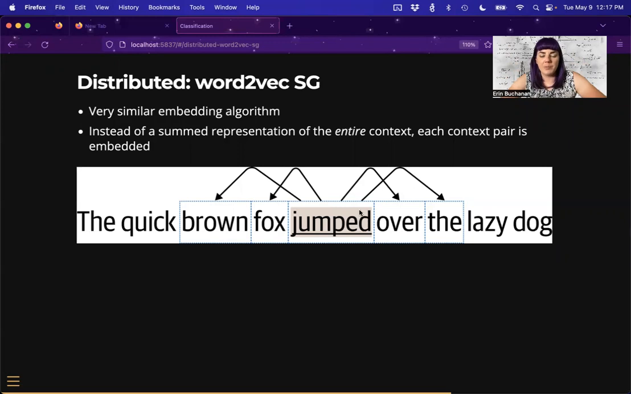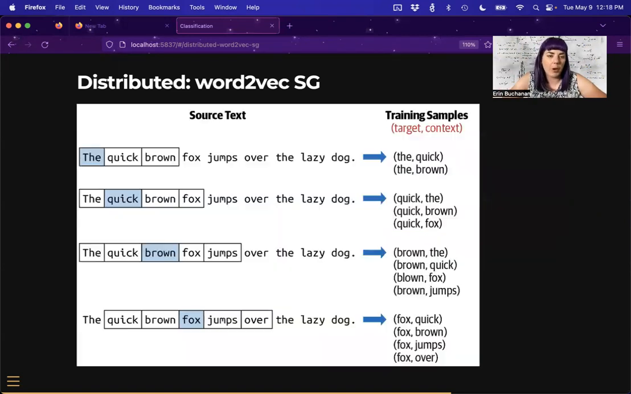So brown and jumped get embedded together. Fox and jumped, and over, jumped and the, separately. So the embeddings, instead of being, here's the window, all of them are summed up together, it's here's these two words and these two words and these two words, and they all appear together in context. So the pairs are embedded rather than the entire context window. All the other parameters are basically the same. You can tune them in the same ways.